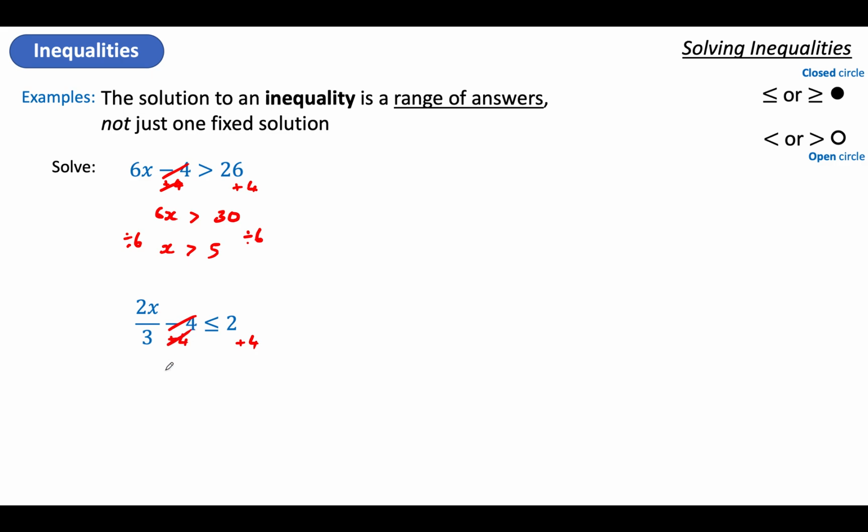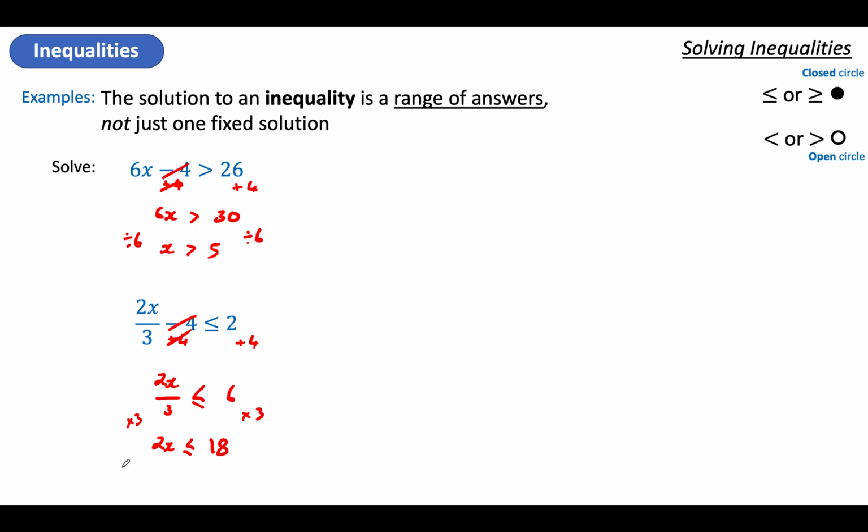And we will be left with the left-hand side will now be 2x over 3, and the right-hand side will be 6. And I use the same sign that's in the question: less than or equal to. So 2x divided by 3 is less than or equal to 6. Now the left-hand side, let's times it by 3, because I want to get rid of the fraction. Don't like fractions in equations, despite the fact that fractions obviously are our friends. So 2x is less than or equal to 18.